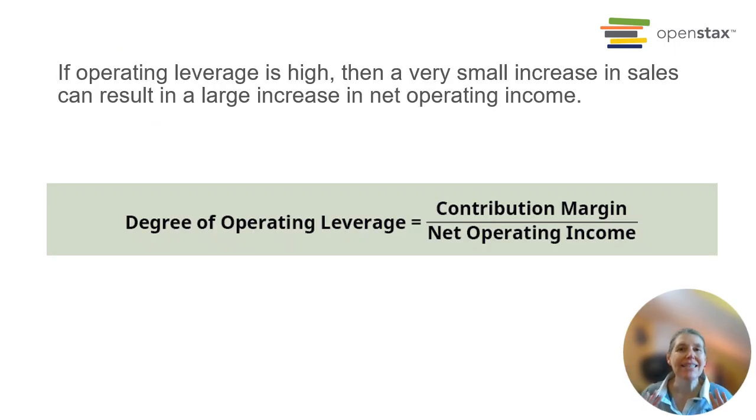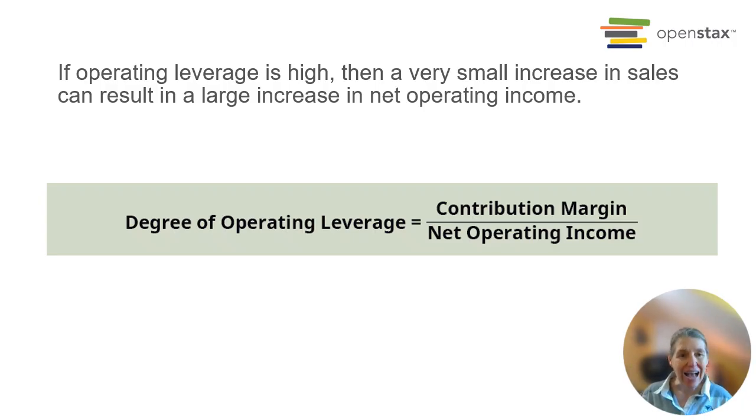Now we're ready to get to the operating leverage formula itself. We understand kind of what we're looking at. The operating leverage formula just is contribution margin divided by net operating income. So you get both of those things right off your contribution margin income statement. You're doing a little formula there. This is going to tell you your variability.